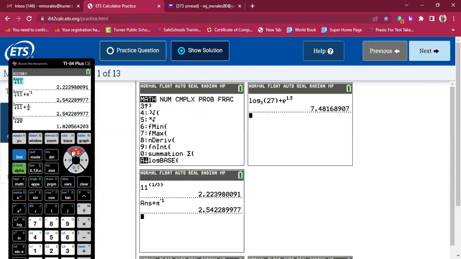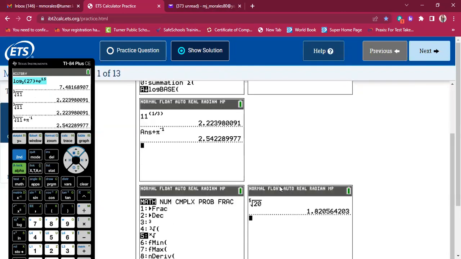Okay, so let's try to see. The first example, which is this one, we have the right answer. Number 2, 11 raised to 1/3. We can also do that for the cube root of 11. It gives us the same answer. There are many ways to solve problems using our calculator.